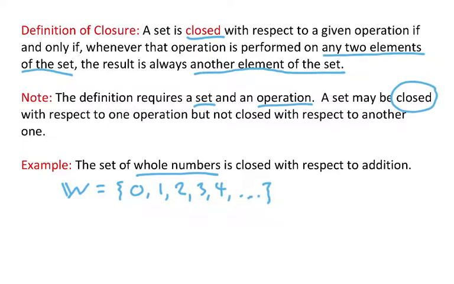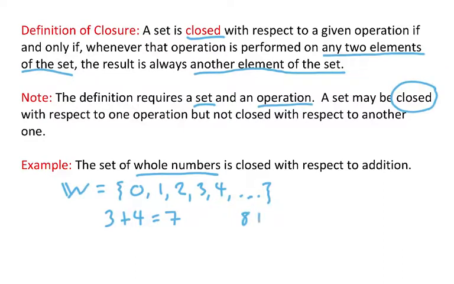Is this set closed with respect to addition? What that means is that if you pick any two elements of this set, will you always get another element of that set? Let's do some examples. Let's suppose you pick 3 and 4 and you add those. You get 7, which is another element of the set. That's still a whole number.